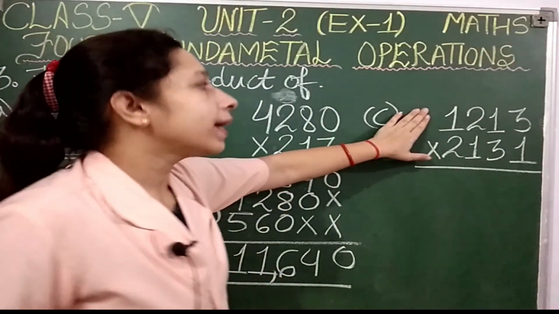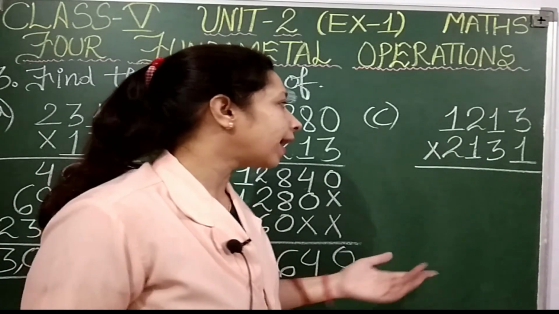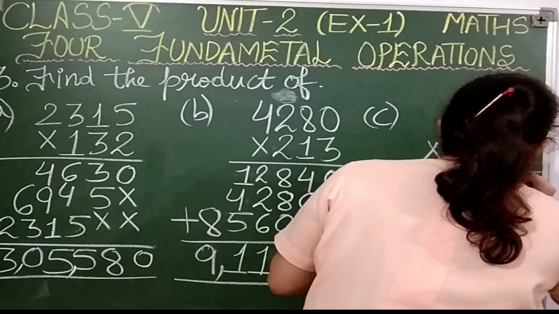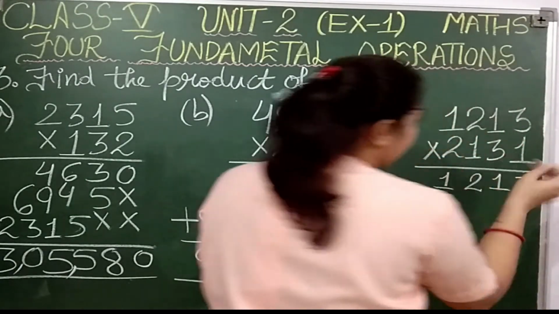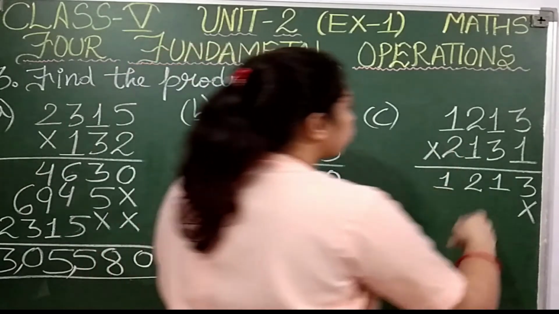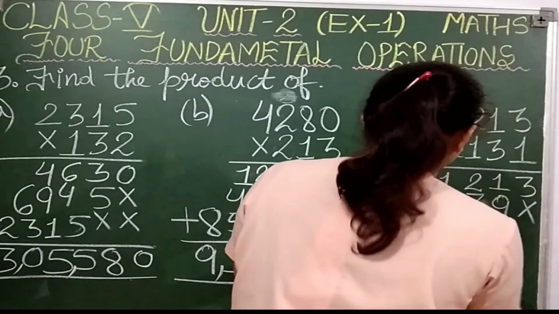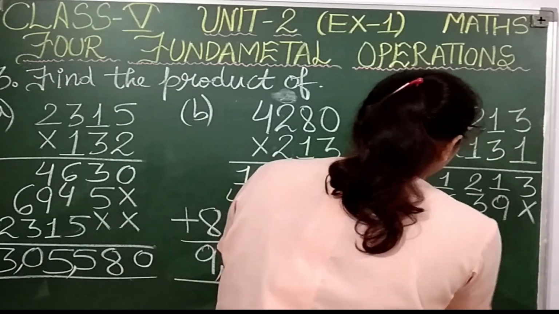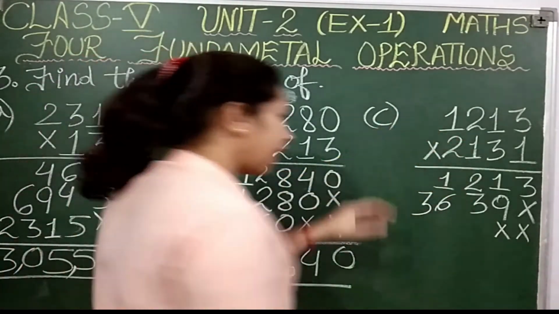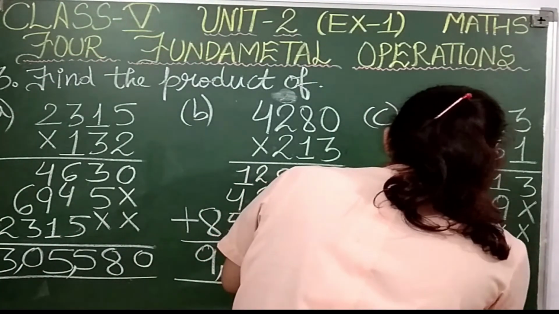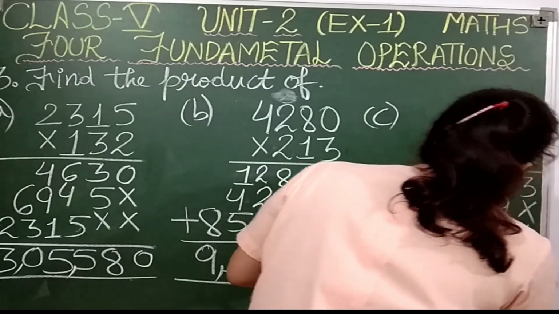Okay, now point number C. Here the multiplicand is also having 4 digits as well as the multiplier again has 4 digits. So let us multiply. 1 threes are 3, 1 ones are 1, 1 twos are 2, 1 ones are 1. Okay, ones place over, put a cross, move to the digit at tens place. So 3 threes are 9, 3 ones are 3, 3 twos are 6, 3 ones are 3. Okay, tens place is also over. Now the digit at hundreds place, again 1. So same numbers you are going to write. 1, 2, 1, 3.